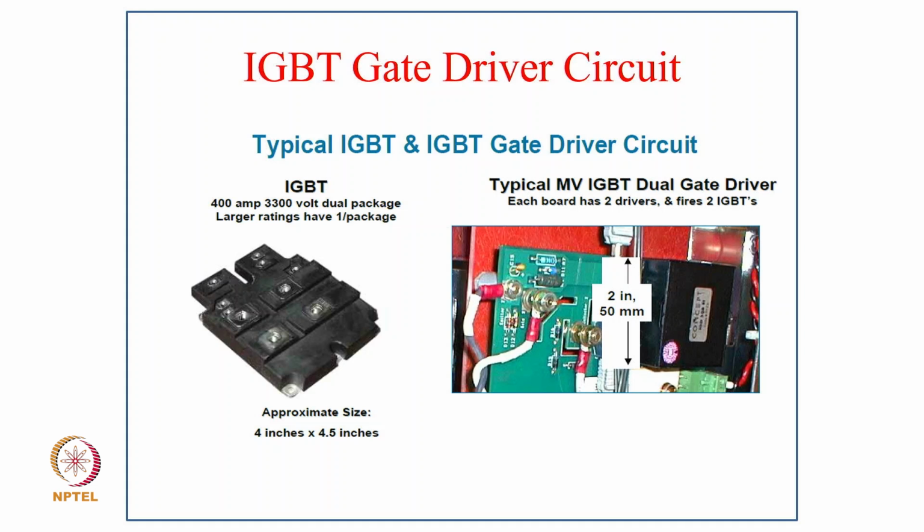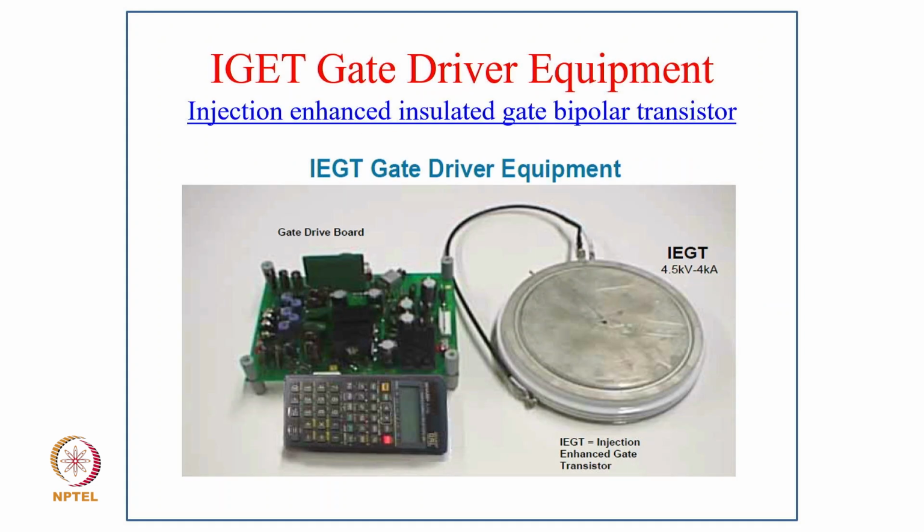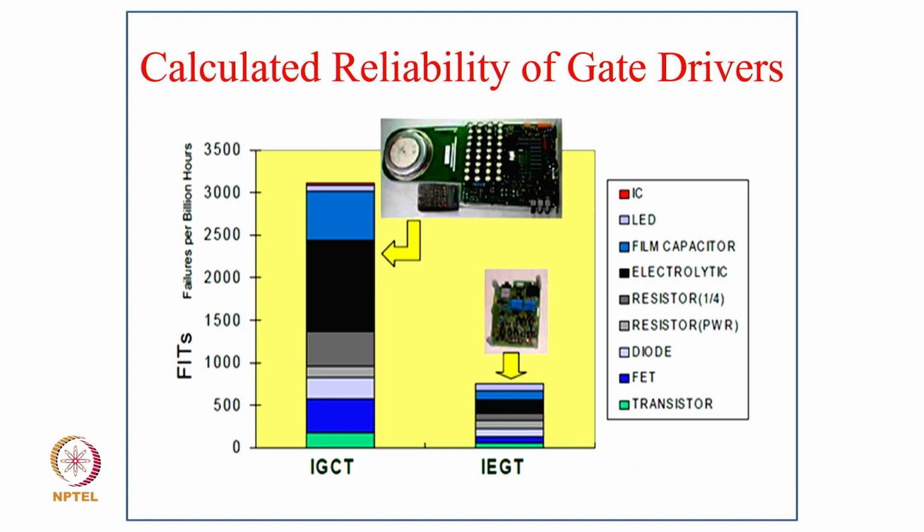You can see how the typical 400 ampere, 3.3 kilovolt dual package, large rating module has a shape of about 4 inches by 4.5 inches, along with a typical medium voltage IGBT dual gate driver circuit. Each board has 2 driver circuits for driving the 2 IGBTs. Then the IGET, the injection enhanced insulated gate bipolar transistor, gate driver circuit: you can see how it looks, and its typical size for the rating of 4.5 kilovolt and 4 kiloampere.